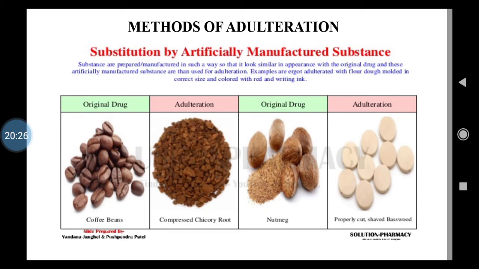There are a few more examples of artificially manufactured substances. You can see the coffee seeds, which are mixed with other powder. Similarly, nutmeg and saffron are also adulterated.